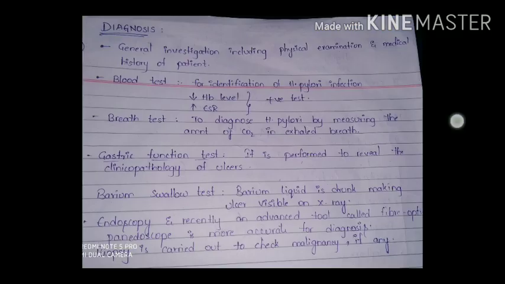If we go for diagnosis, the general investigation, including physical examination and medical history of the patient, is the first important thing. And go for a blood test, which is used for the identification of H. pylori infection, where we can see the reduced hemoglobin level and raised ESR as a positive test. And the breath test, the next one, is used to diagnose H. pylori by measuring the amount of carbon dioxide in the exhaled breath.